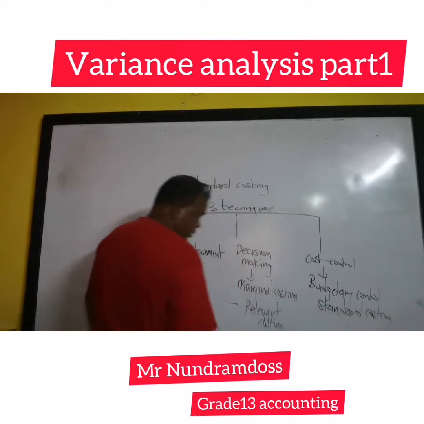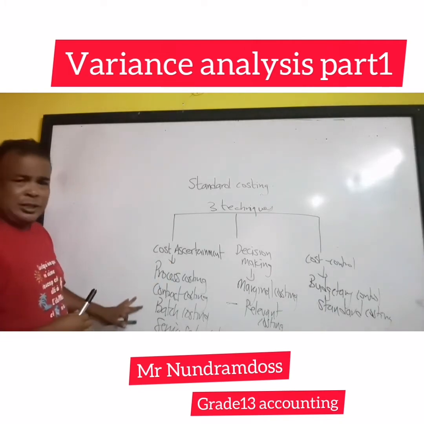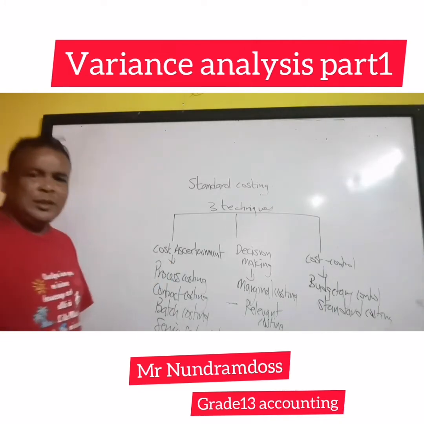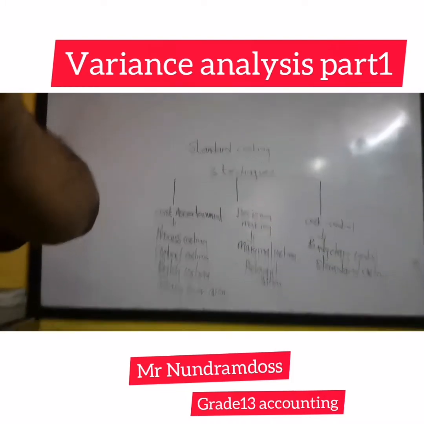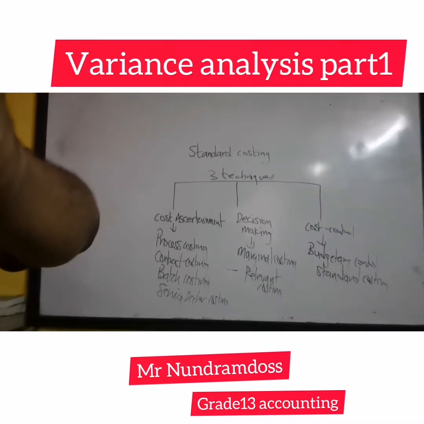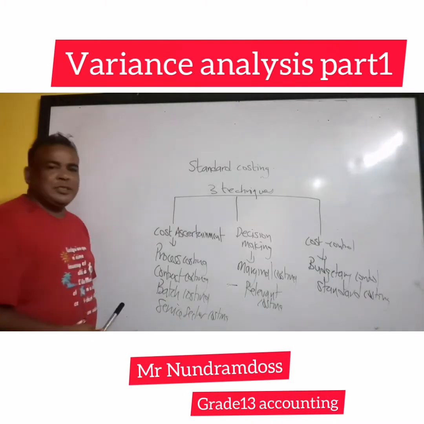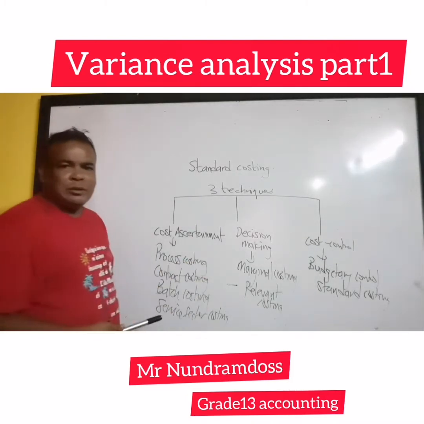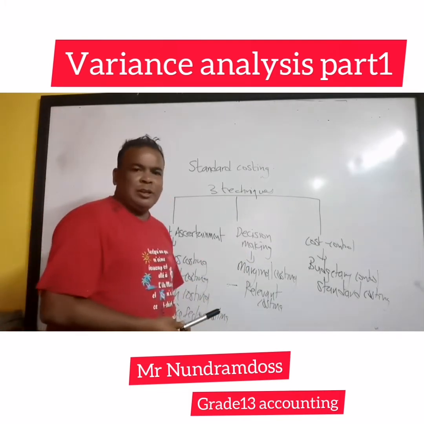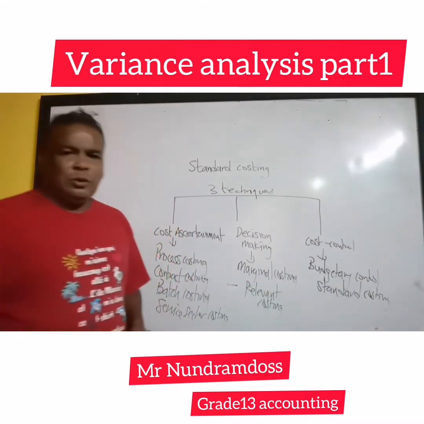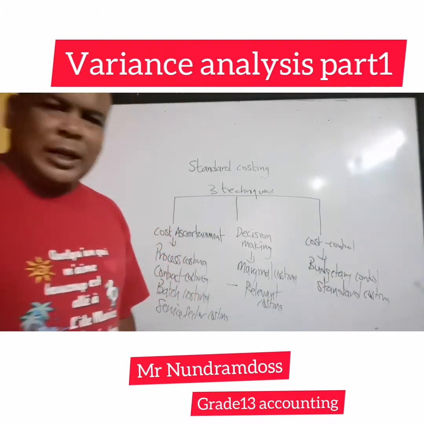Standard costing. So, under cost ascertainment, we will study process costing, contract costing, batch costing, and service sector costing. And under decision making, we are going to study marginal costing, relevant costing, and so on. Under cost control, we are going to study budgetary control and standard costing.